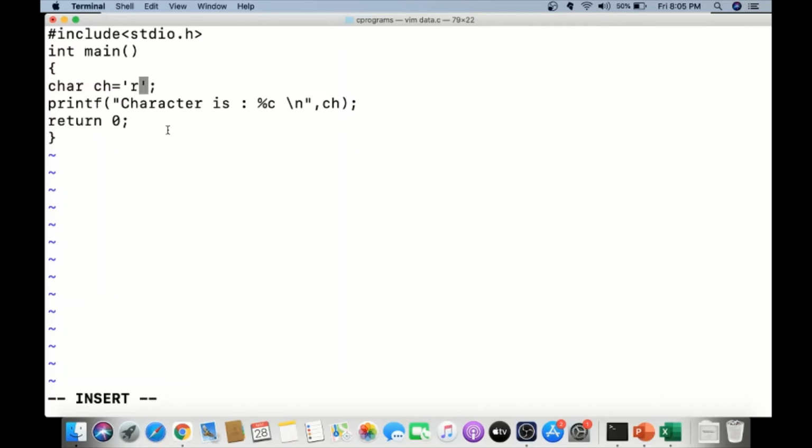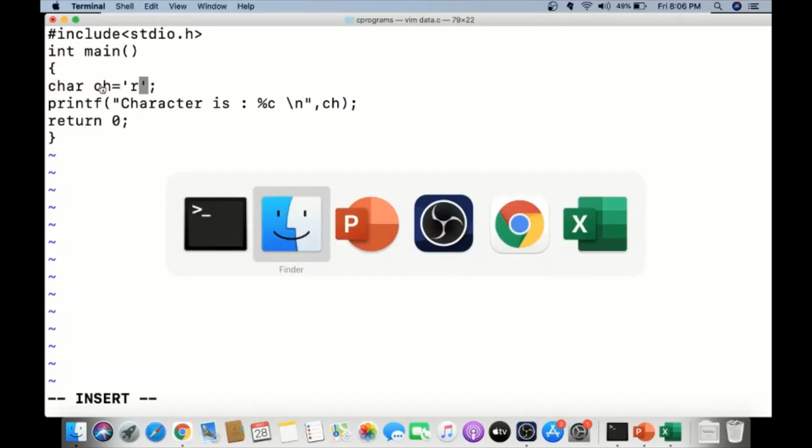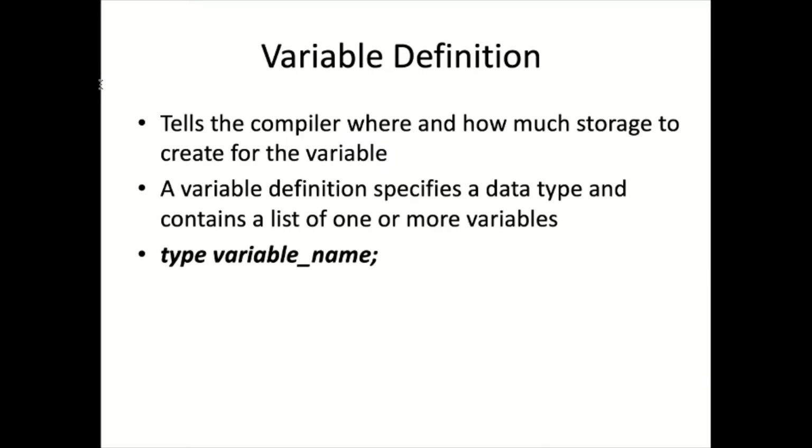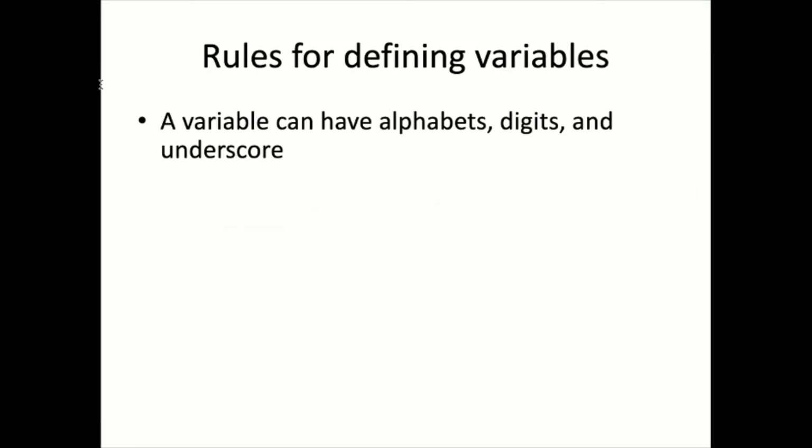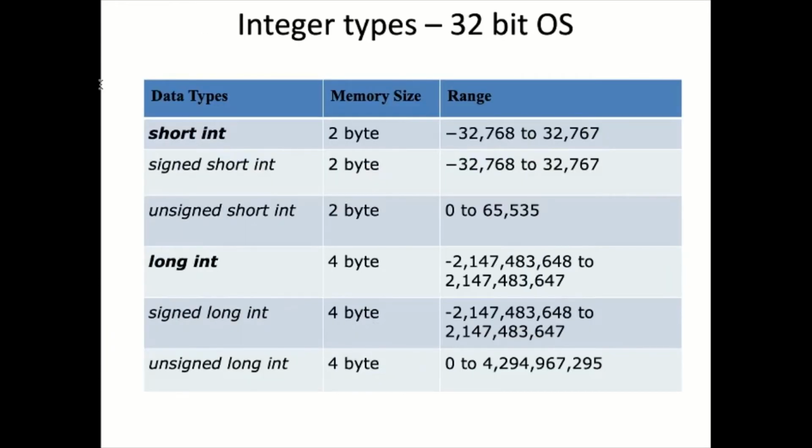So how this program executes is, this R value will have an ASCII value. You will learn about ASCII values later. That value of R will be stored in CH. Here CH is a character type variable, and it will be allocated 1 byte of memory. We have already seen in the slide that 1 byte of memory will be allocated when it is a character type variable.